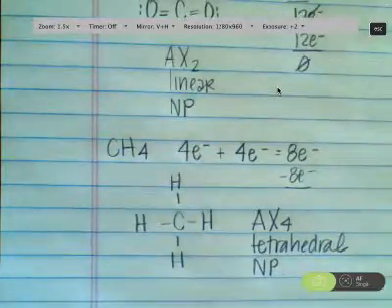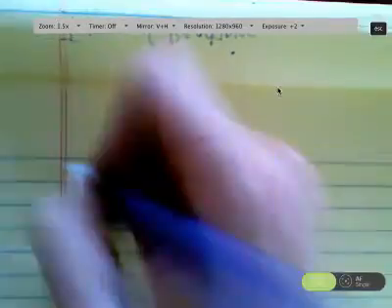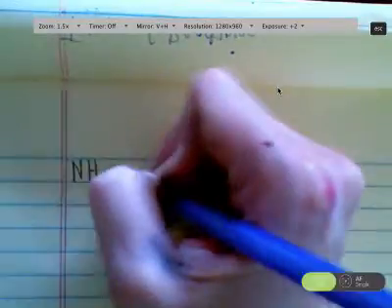Let's do NH3. NH3. So aren't you guys glad you came?